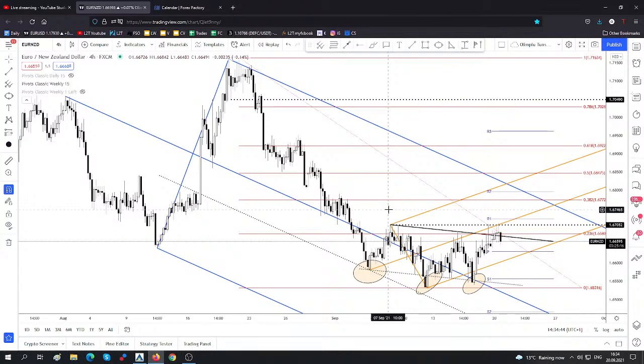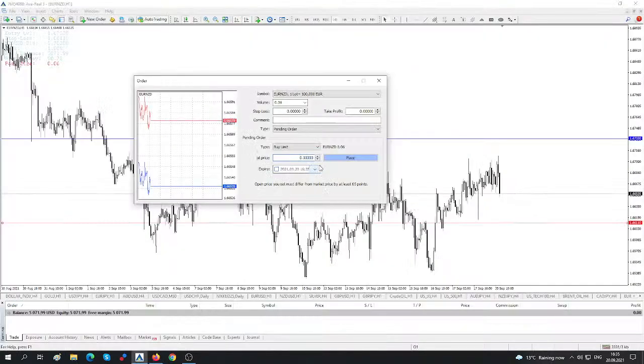A moment, because for the VIPs, I will send my trade in euro versus the New Zealand dollar. And also I will open my trade here. Let's take a look. New order 0.06. $33, buy stop. $7, and I will place my trade here right now.